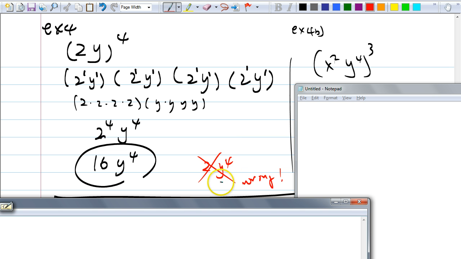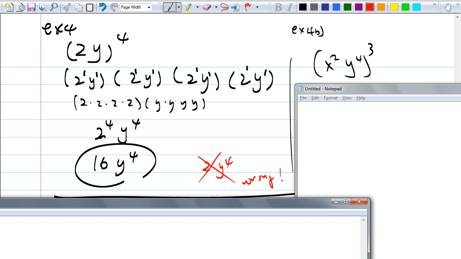Just a y, right? Do you see how it'd be wrong? Okay, so let's look at example 4b. What does this mean? X to the second, y to the 4th, to the 3rd power. What is the base of this exponent 3? Claire? Base of the exponent 3. X to the second, y to the fourth. That's correct. It's the whole x to the second, y to the 4th.